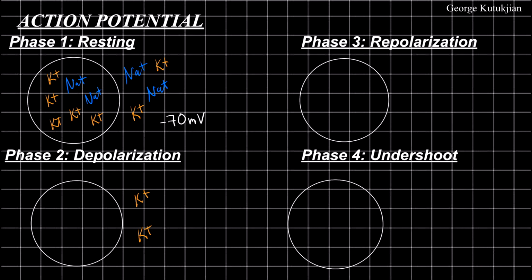In phase 2, we have our depolarization phase. Remember, our voltage-gated ion channels for sodium are open now, allowing more sodium to enter the cell, and our potassium ion channels are actually closed at this phase. So now it's reaching like negative 50 millivolts, so now an action potential has started.